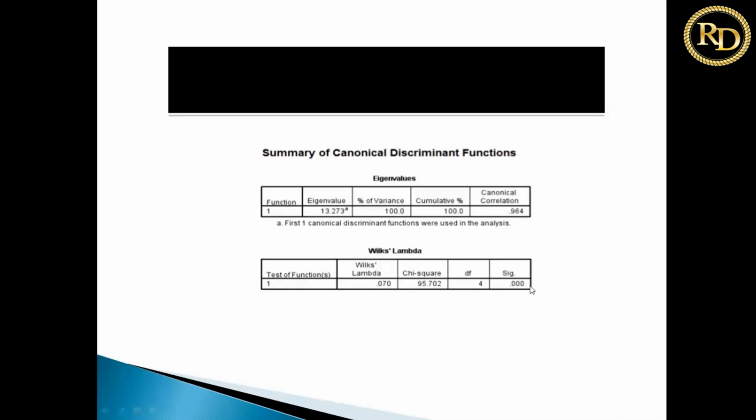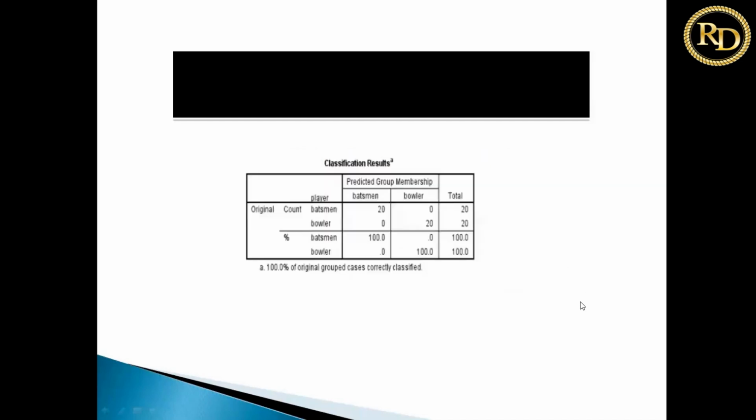Now Wilks' lambda is significant. Wilks' lambda tells about the bad fit, so the null hypothesis that it is a bad fit is rejected, which means it is a good fit. You can see that from the canonical output. So this way we can calculate.